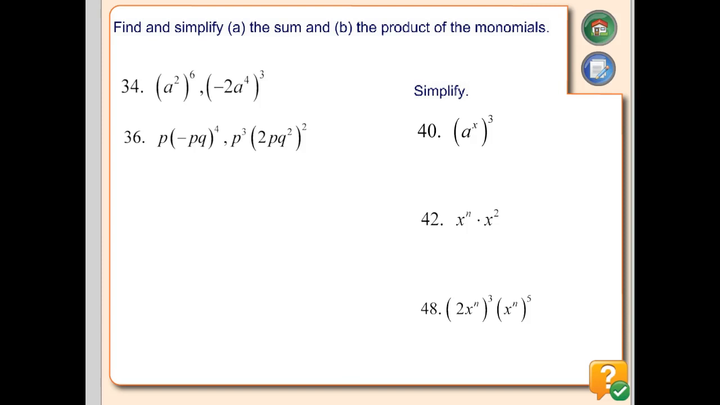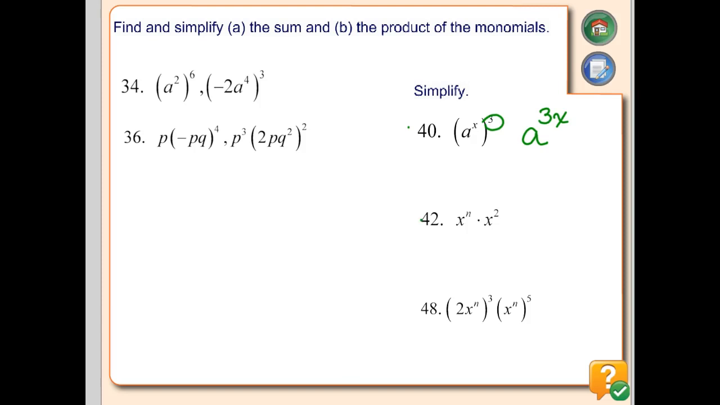If you look at number 40, okay, we've got a power, a to the x, raised to another exponent cubed. So what do we do when we have a power raised to a power? That's right, we multiply. So, ladies and gentlemen, what is x times 3? 3x. So we get a raised to the 3x. Now, I know that's super weird looking, but that's the rules. When I have a power raised to a power, I multiply my exponents, and that's the answer.